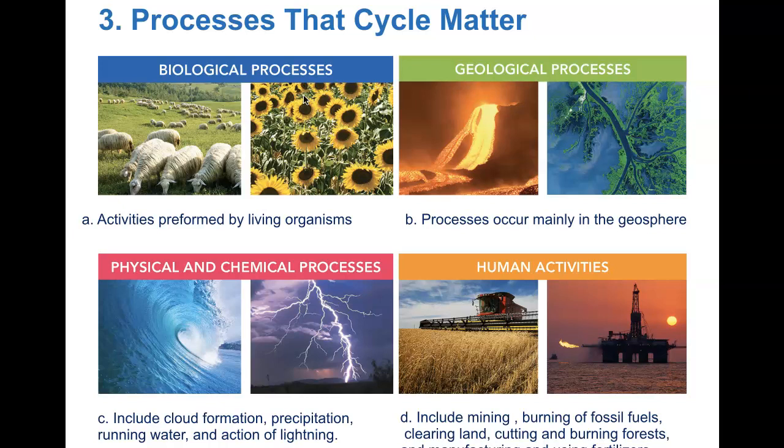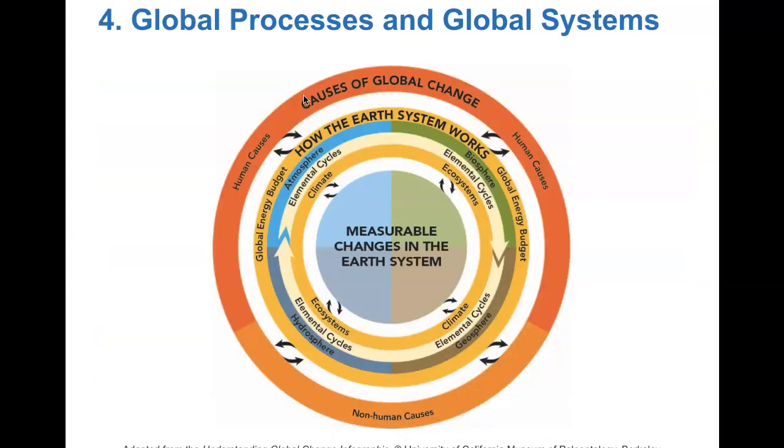Humans can change systems, processes in 4 spheres, leading to measurable changes in the Earth system. Global processes and global systems. Biological, geological, physical, and chemical processes, as well as human activities, cycle atoms like carbon and nitrogen through the biosphere, atmosphere, hydrosphere, and geosphere. These processes and element cycles are represented in the Understanding Global Change model.